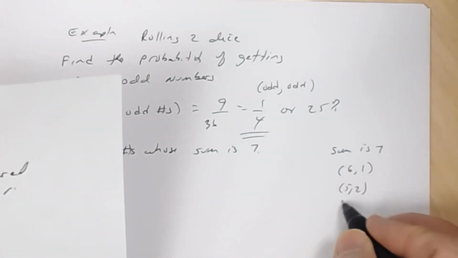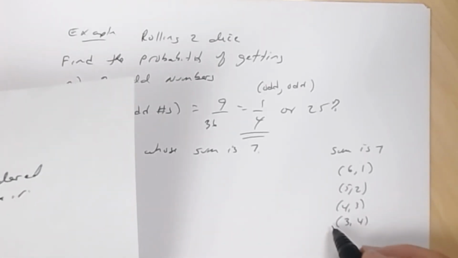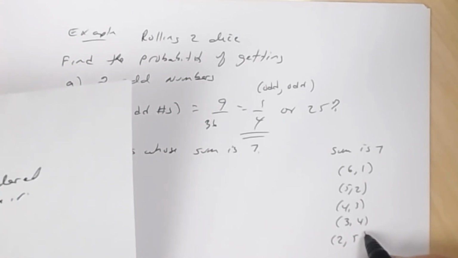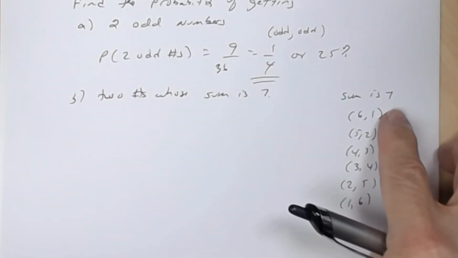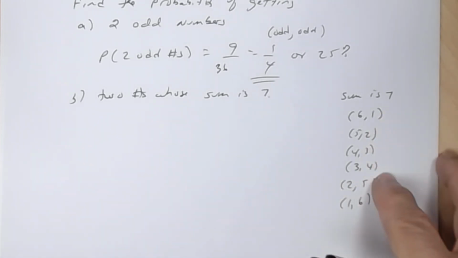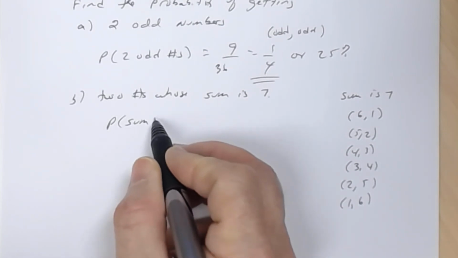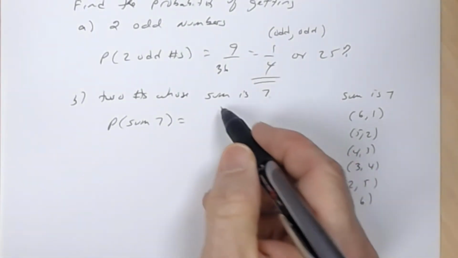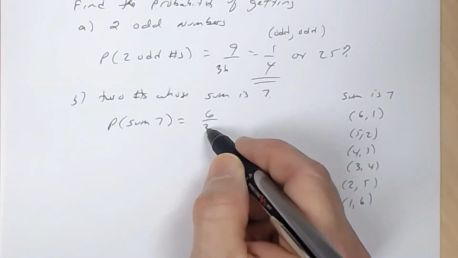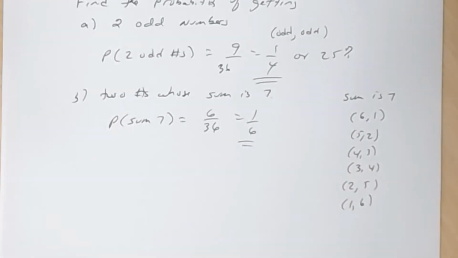So 5, 2. 4, 3. 3, 4. 2, 5. And 1, 6. Okay? So how many of these do I have? 1, 2, 3, 4, 5, 6. So the probability of sum 7 is going to be 6 divided by how many are there altogether? 36. So that's 1/6. So the probability of a sum of 7 is 1/6.